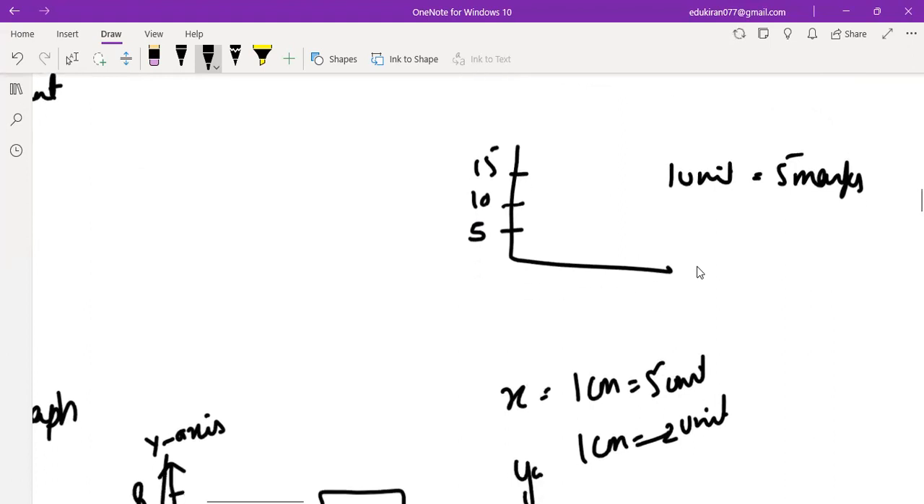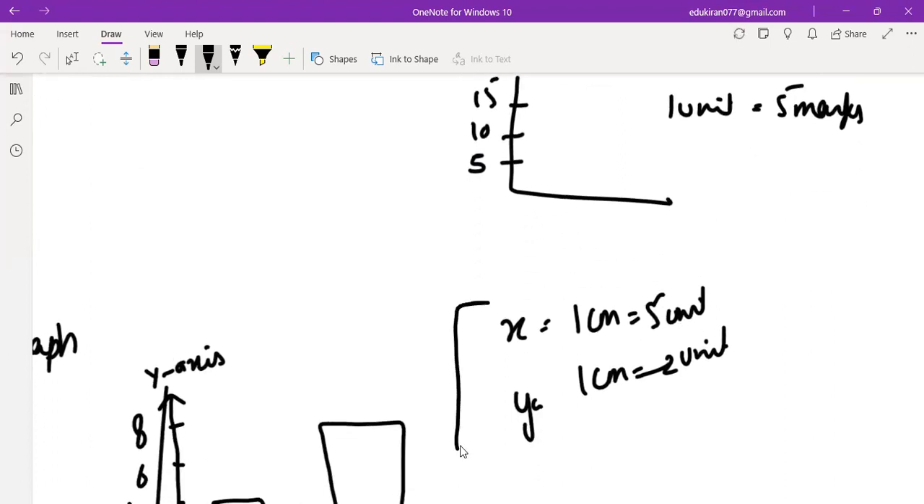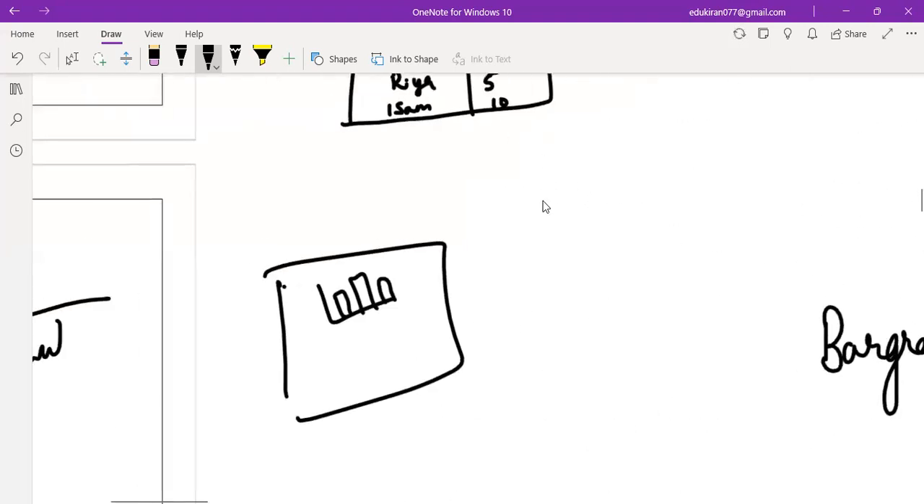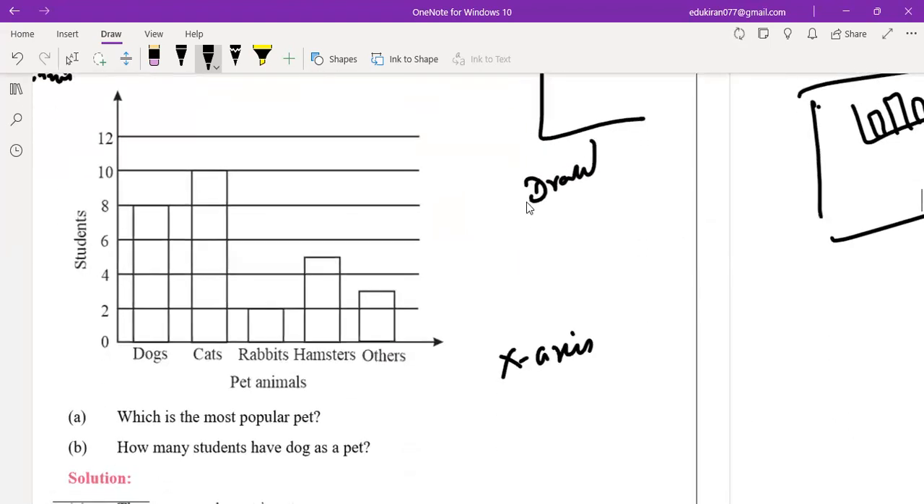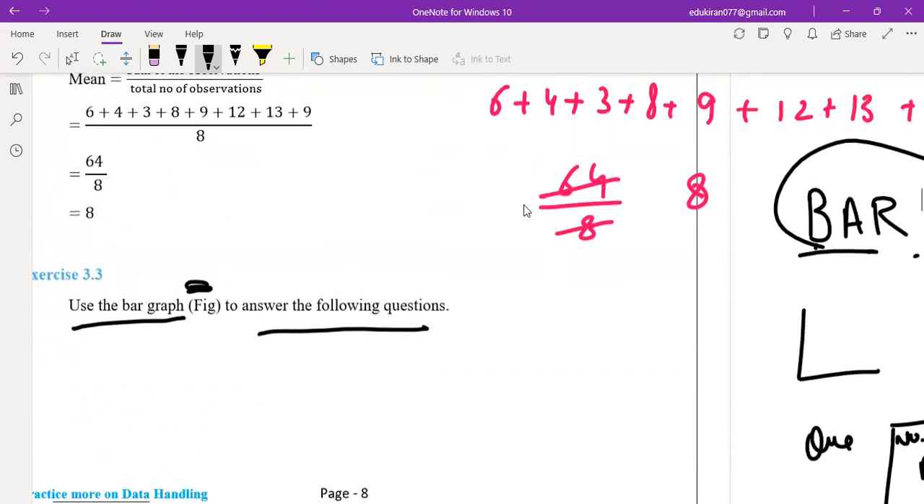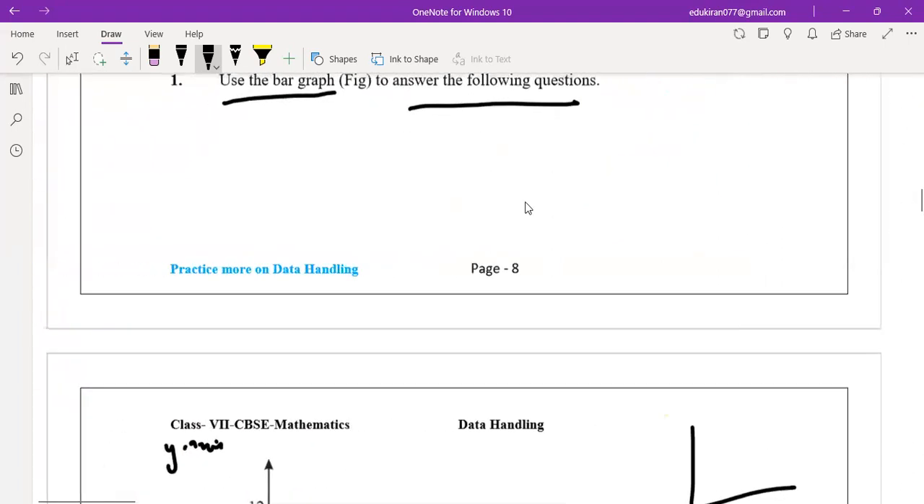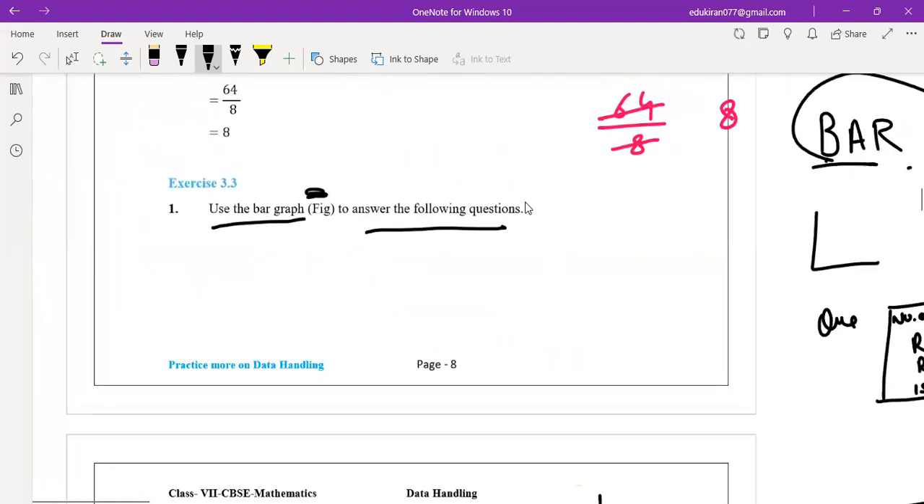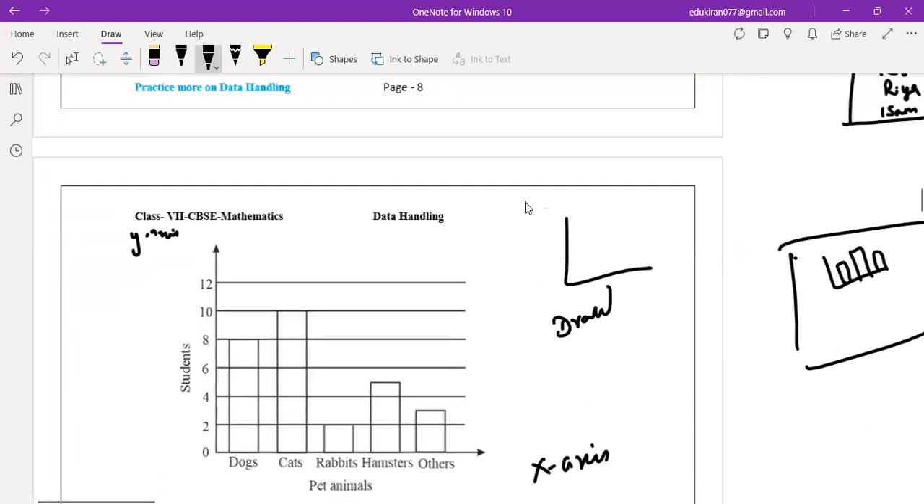Clear? In some of the questions, they write it differently, for X and for Y. Or if you are taking centimeter, you will write 1 centimeter is equals to 5 units. It is dependent on the word problems they give. So instead of doing this, you can simply mention 1 unit equals to this. Clear? Now over here, I hope you can see this bar graph.